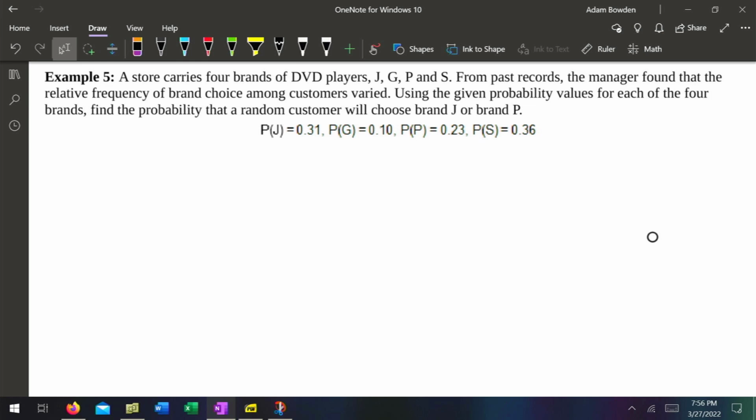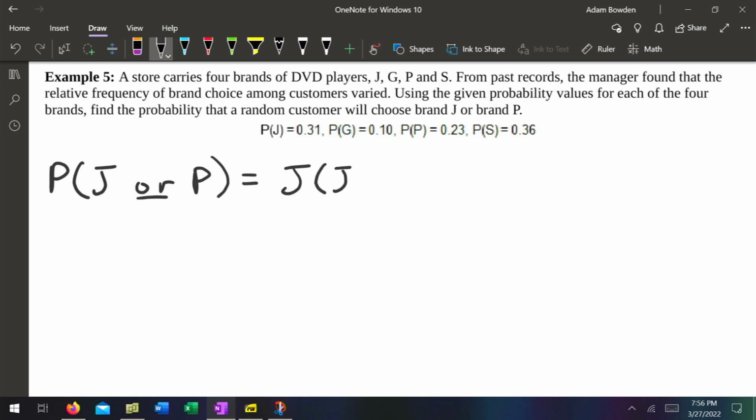On this one, it says a store carries 4 brands of DVD players, brand J, G, P, and S. From past records, the manager found that the relative frequency of brand choice among customers varied. Using the given probability values for each of the 4 brands, we're going to find the probability that a random customer will choose brand J or brand P.